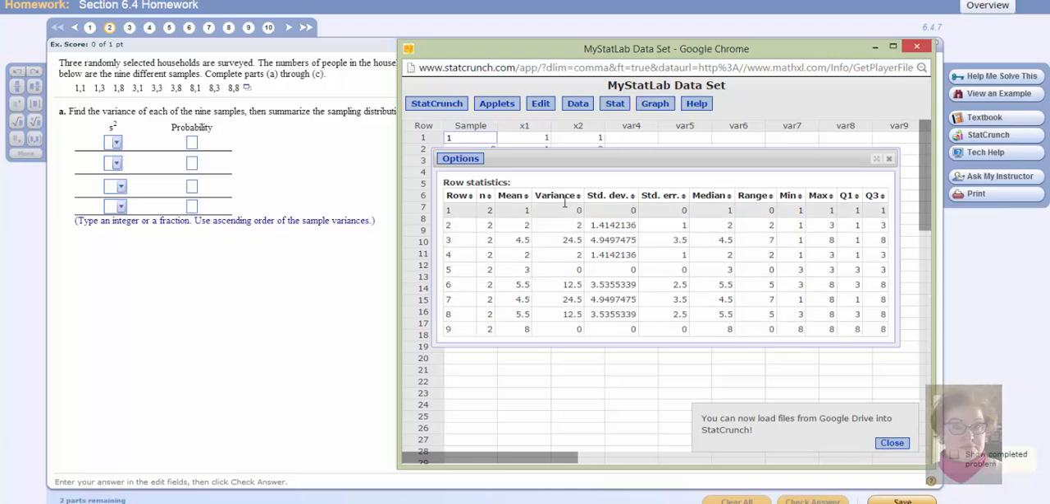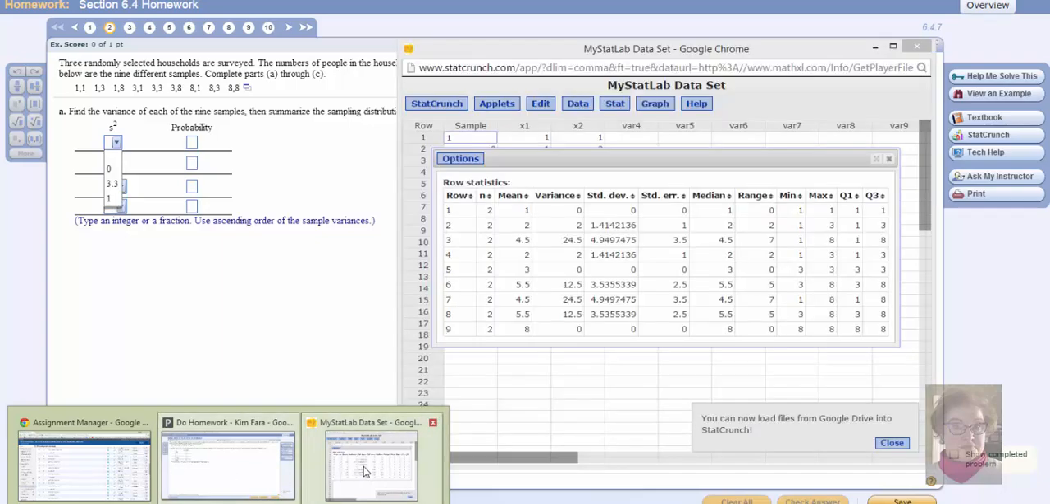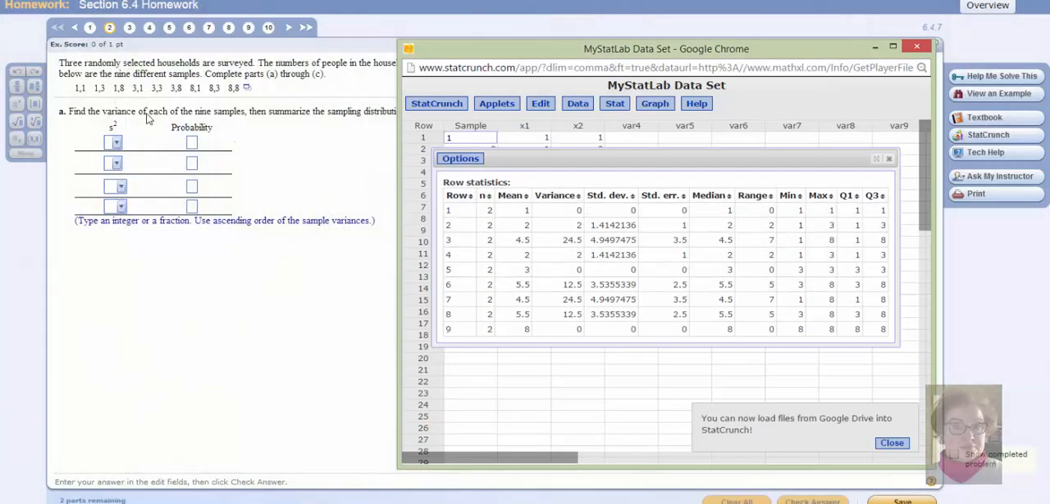Now, here are your possible variances for your 9 samples. Notice that they repeat. When you click on this, you have some choices. You're going to start with the smallest to the largest. Well, the smallest is 0, which you saw in that drop down box was a choice, so that's what I'm going to choose there. And then how many times does it happen? It happens 3 times out of the 9 possible choices, so you have a probability of 3 ninths.